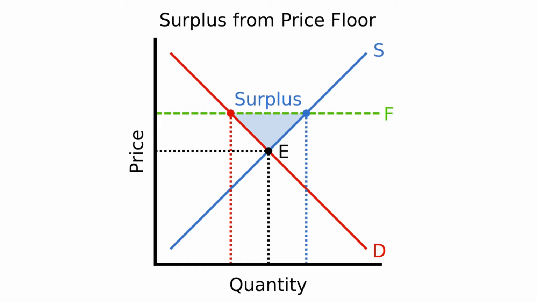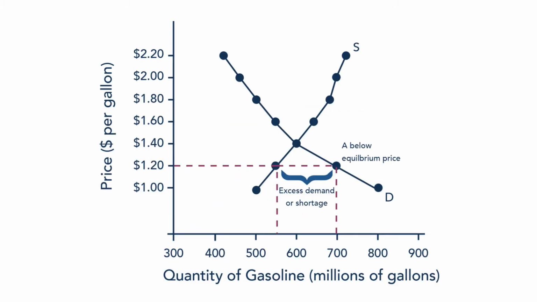Excess supply, also known as surplus, is when goods and services are placed above equilibrium prices. The quantity supplied moves above the quantity demanded. Excess demand or shortage is when goods and services are placed below equilibrium price. The quantity supplied is less than the quantity demanded.